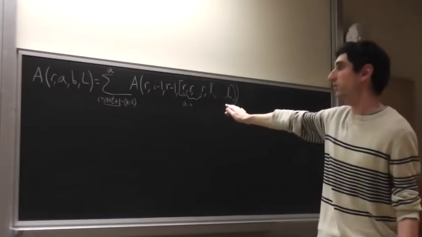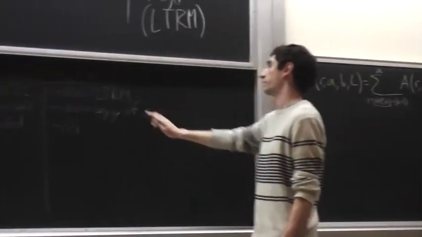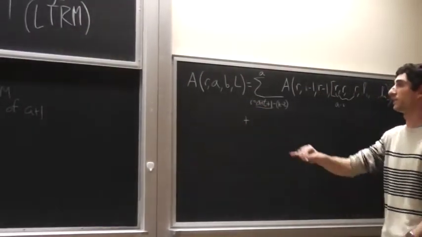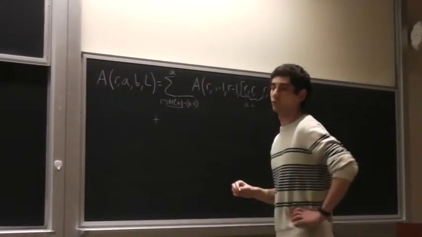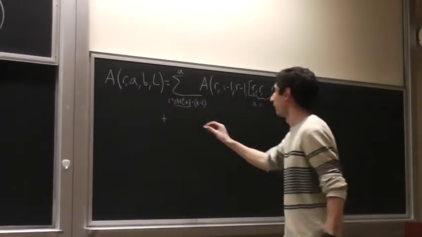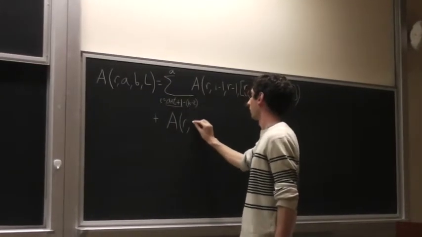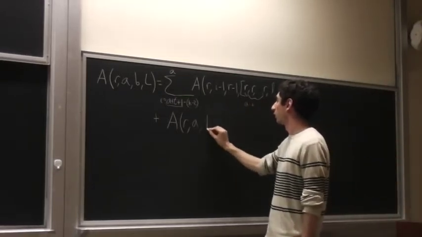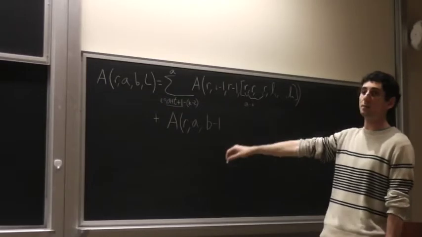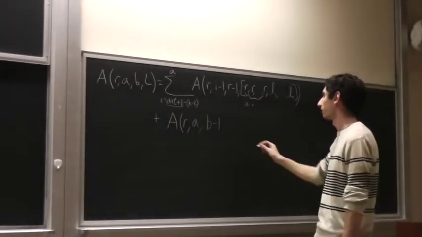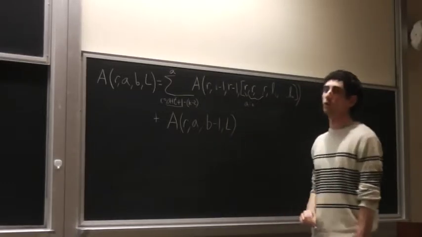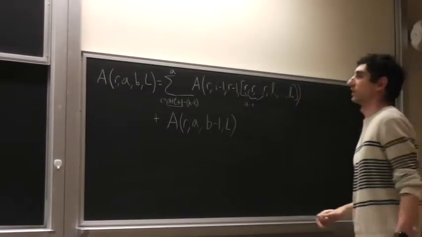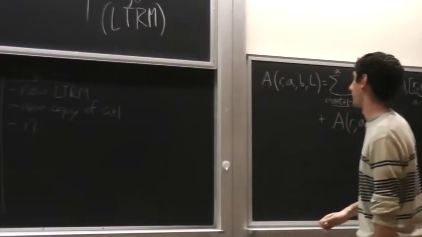So this term takes into account all of the ways to add a new left-to-right min. But now we could also instead add a new copy of our old left-to-right min. So we could instead add a new copy of a plus 1. And if we do that, then we have a much simpler term. We still have a unused elements because we've used an old element. The only difference is that now instead of having b copies of that old element, we only have b minus 1 left. And all of the elements greater than that we haven't touched. We still have those same counts.